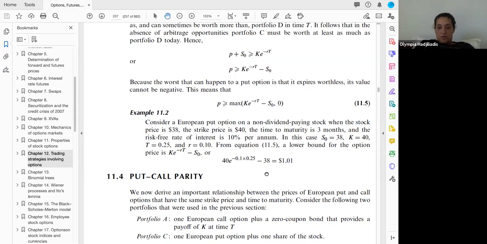Okay, so once again, we now derive an important relationship between the price of European put and call options that have the same strike and time to maturity. So consider the following two portfolios that were used in the previous section. The first one is one European call option plus a zero coupon bond that provides a payoff of K at time T, and portfolio C, which is one European put option plus one share of the stock.